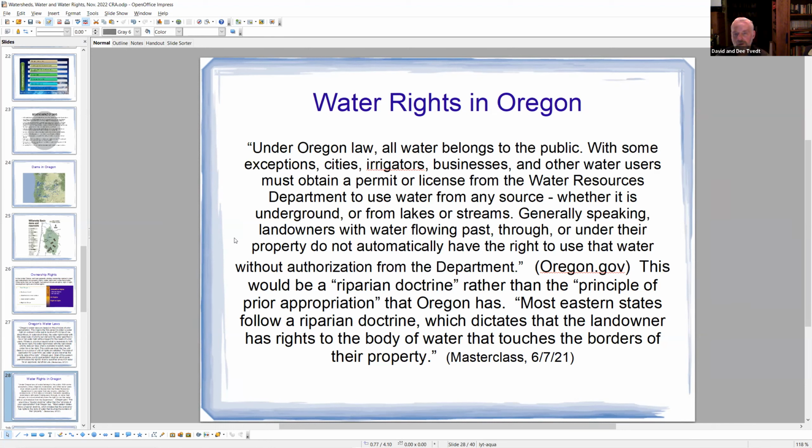This would be a riparian doctrine rather than the principle of prior appropriation that Oregon has. Most eastern states follow the former, a riparian doctrine, which dictates that the landowner has rights to the body of water that touches the borders of their property.